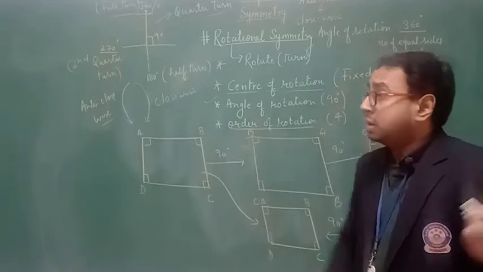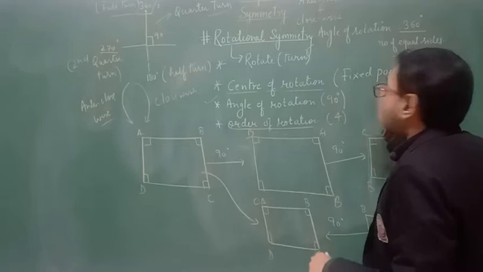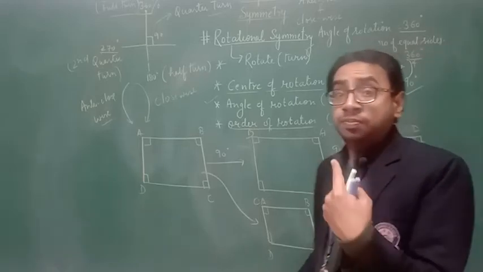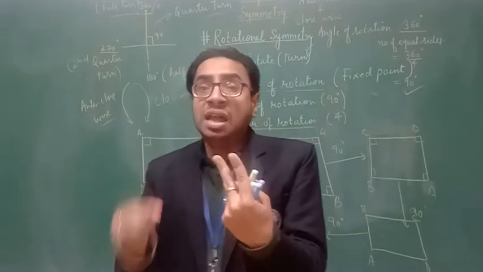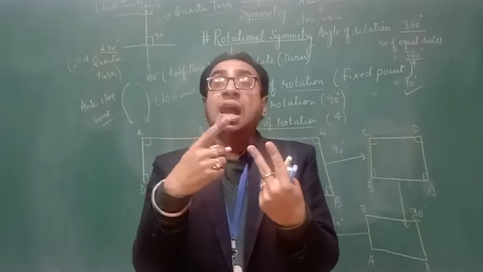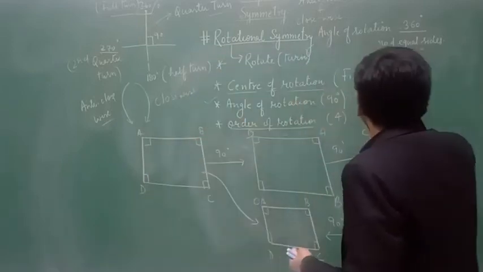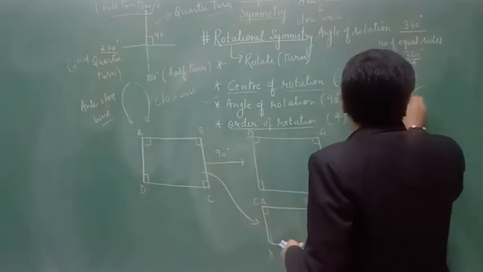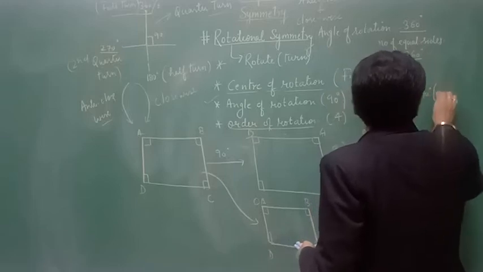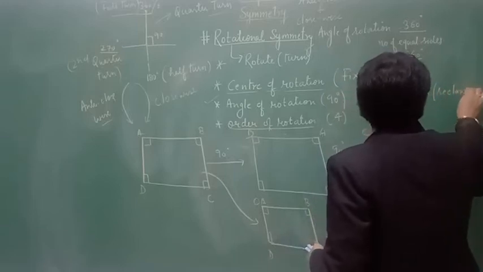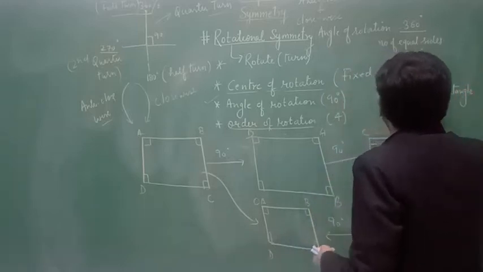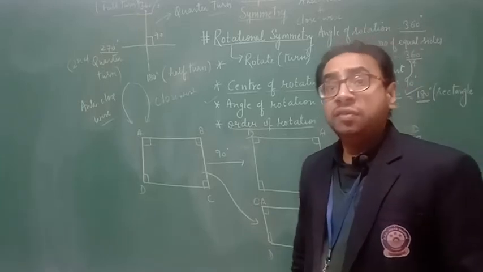If I take the example of a rectangle, a rectangle has 2 equal sides, either length or breadth at a time. So therefore, 360 by 2, 180 degrees. That is why for a rectangle, the angle of rotation is 180 degrees. Are we clear?